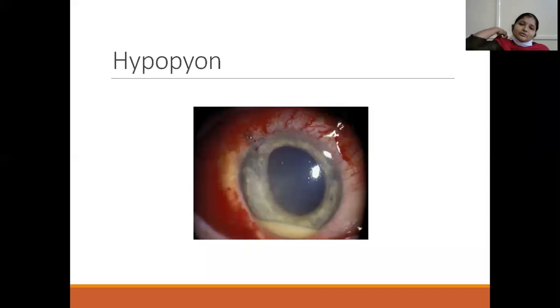In this picture you can see there is pus in the anterior chamber inferiorly. Hypo means inferior or beneath. Pion means pus. So hypopyon means pus in the anterior chamber. We have to remember that this is sterile pus and there is no organism in this pus.